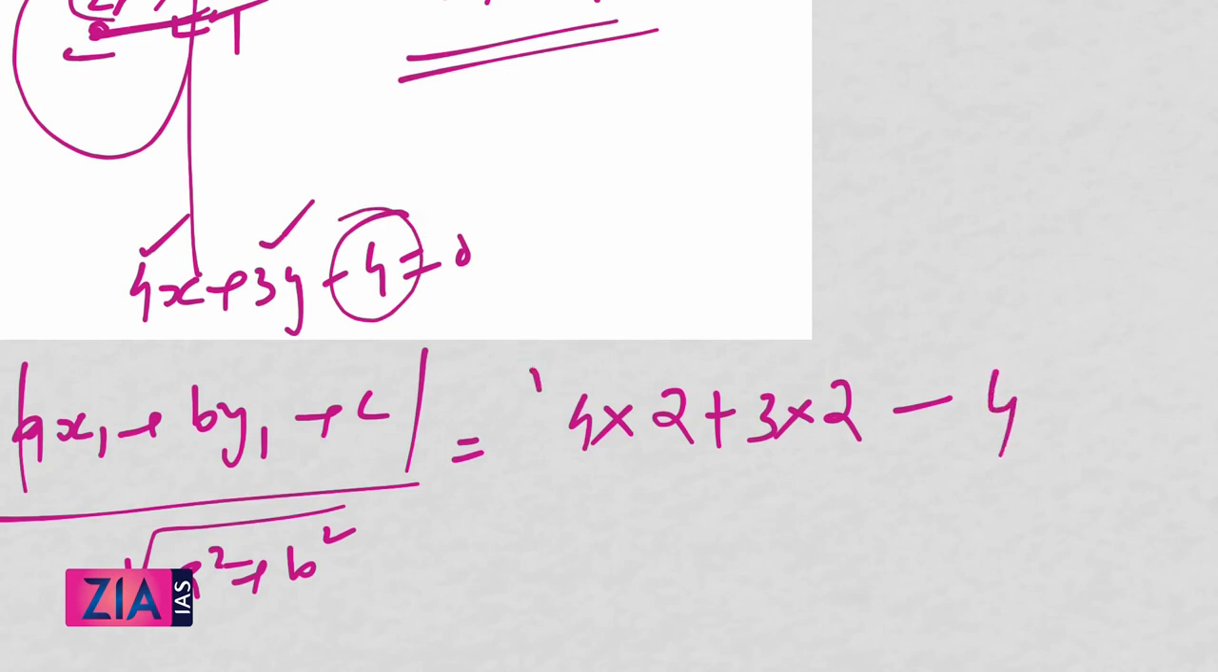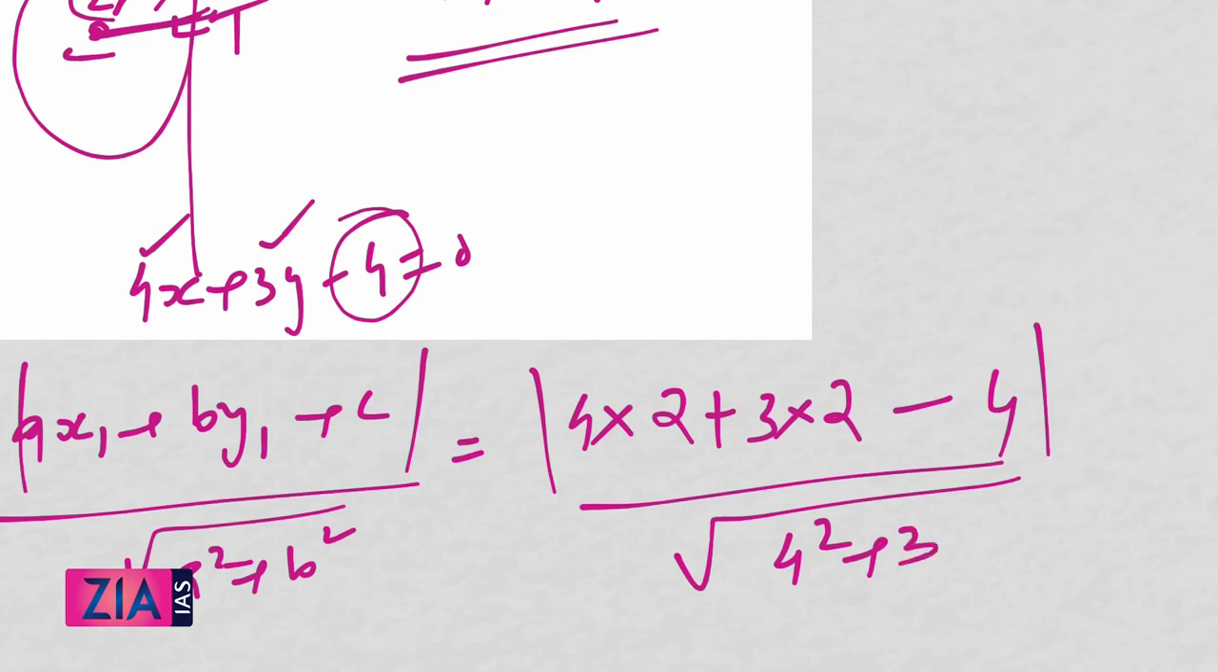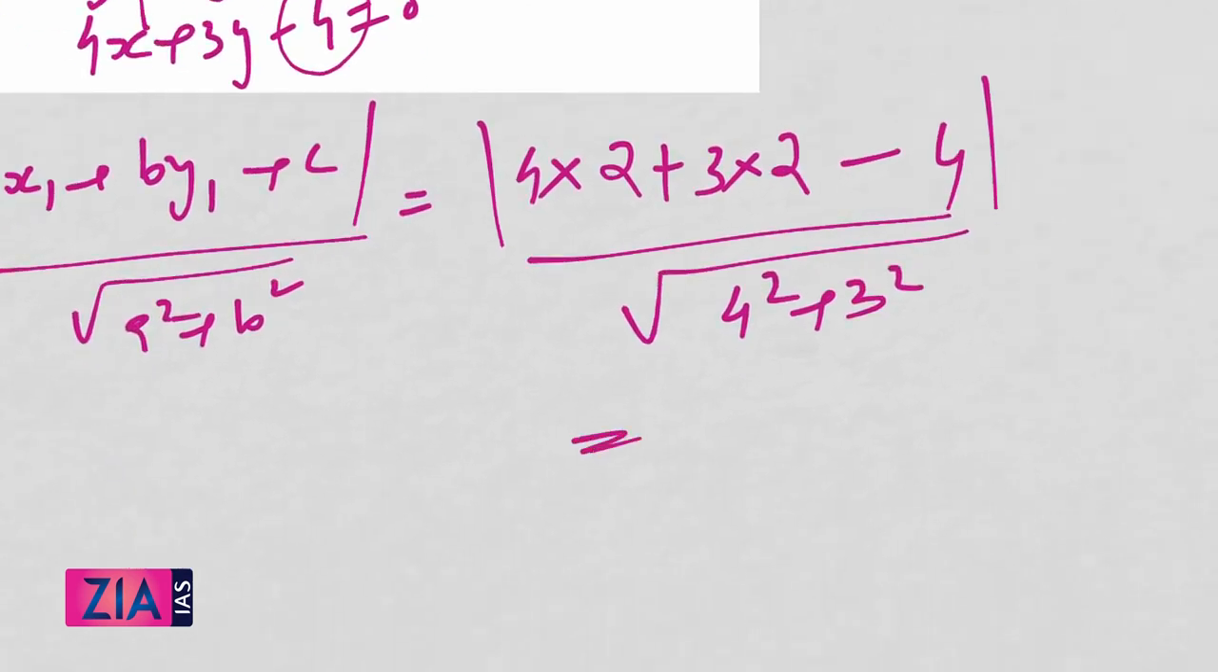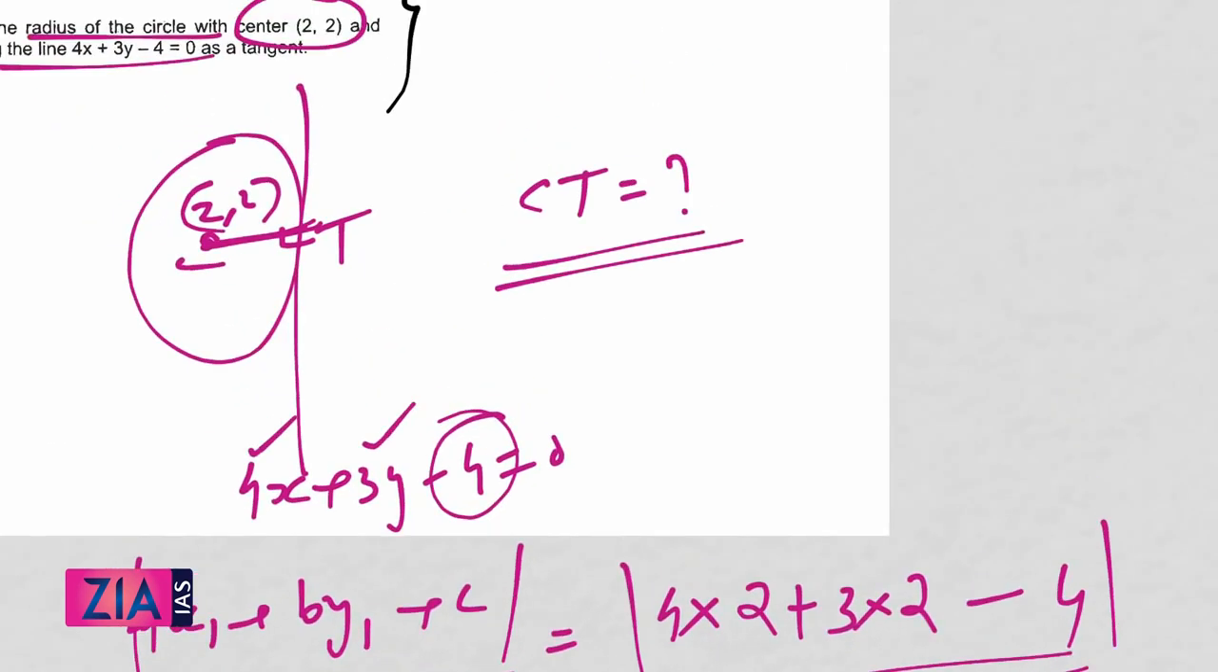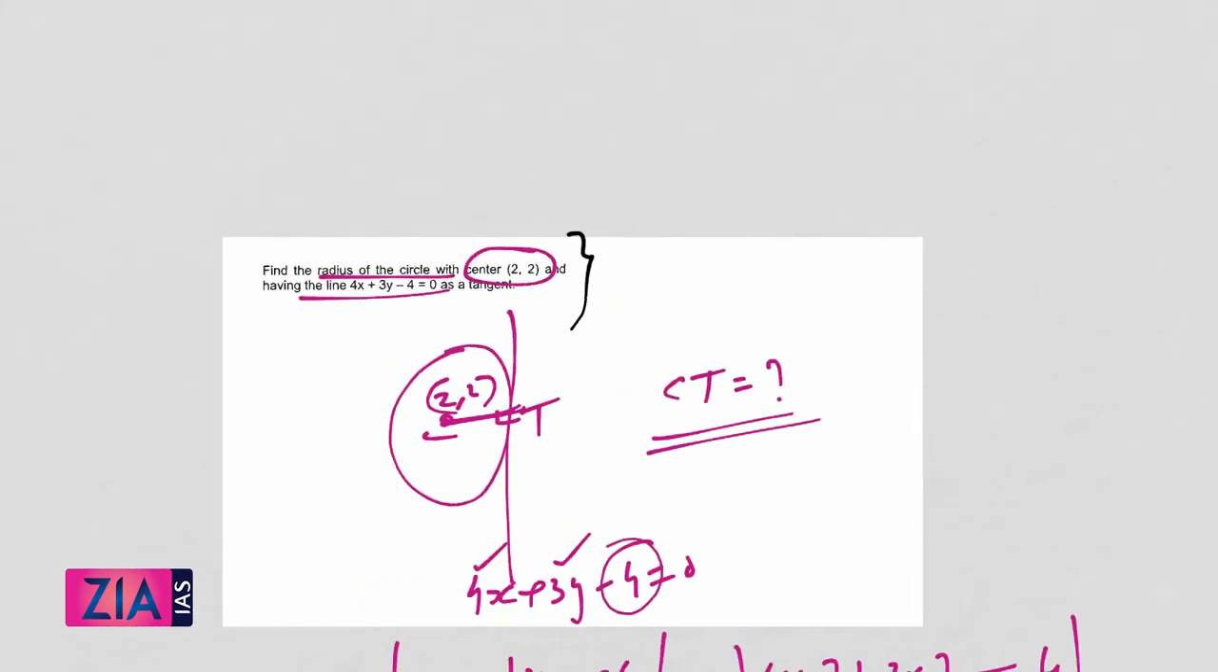Minus 4, you have to take mod of it, divided by root of a square, that is 4 square plus 3 square, which is b square, and you will get your radius as 2 units. Okay, so very easy question. So no need to have any doubts. I hope all of you will get this answer for sure. So this is one of the applications that we have discussed.